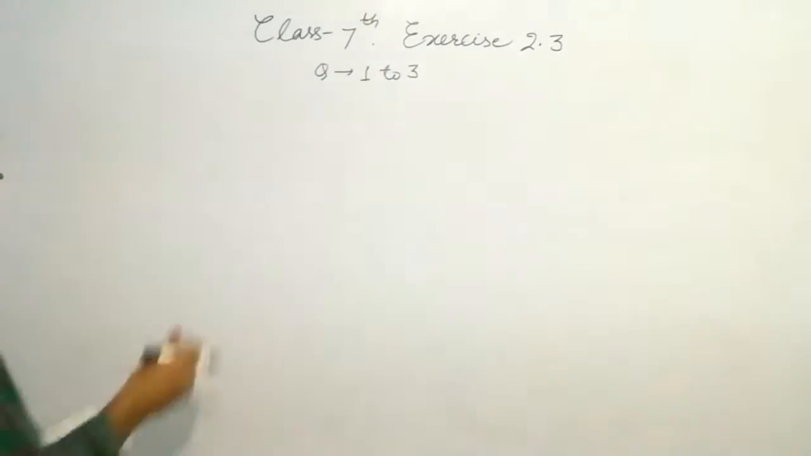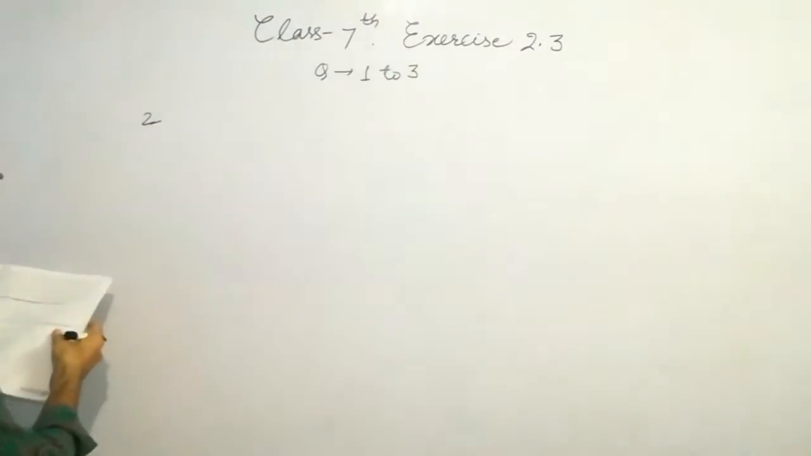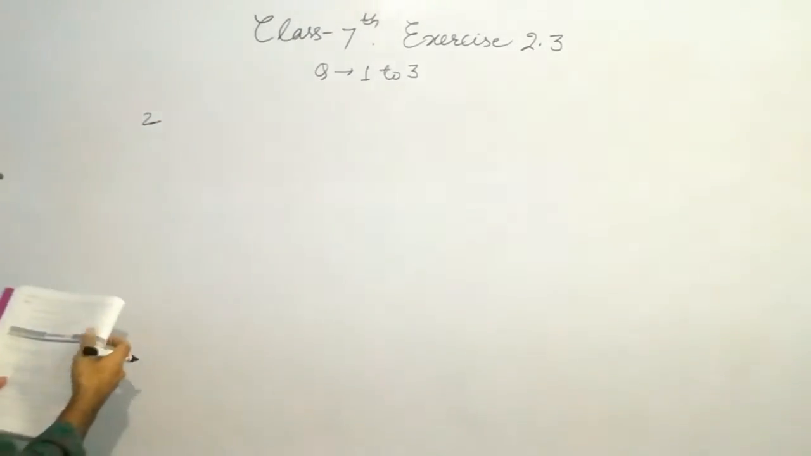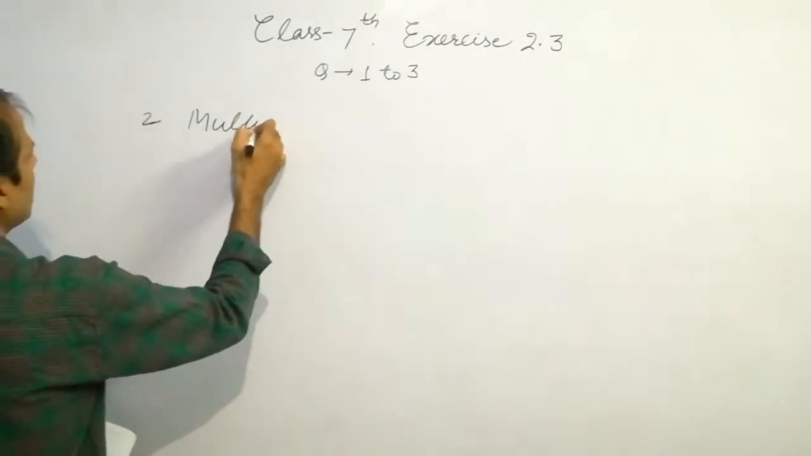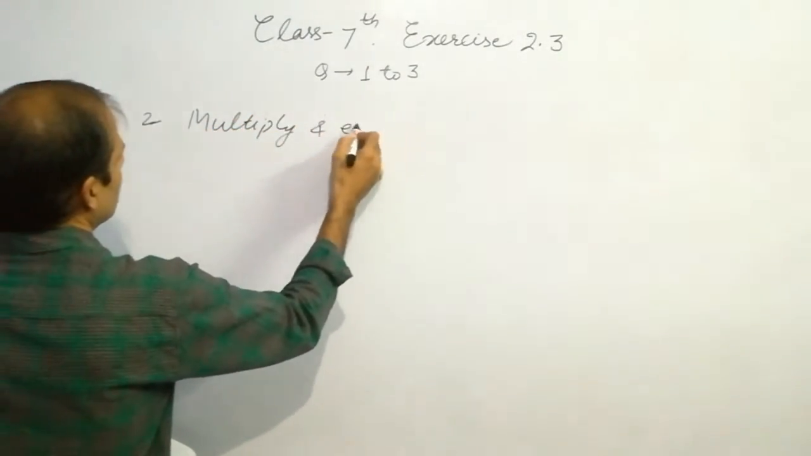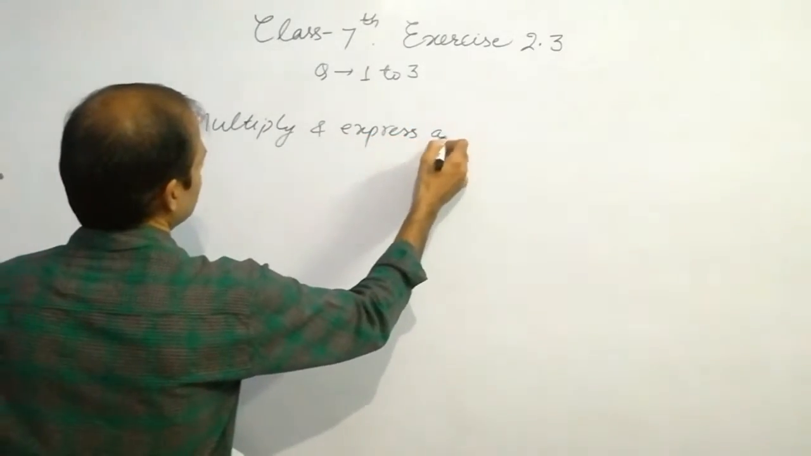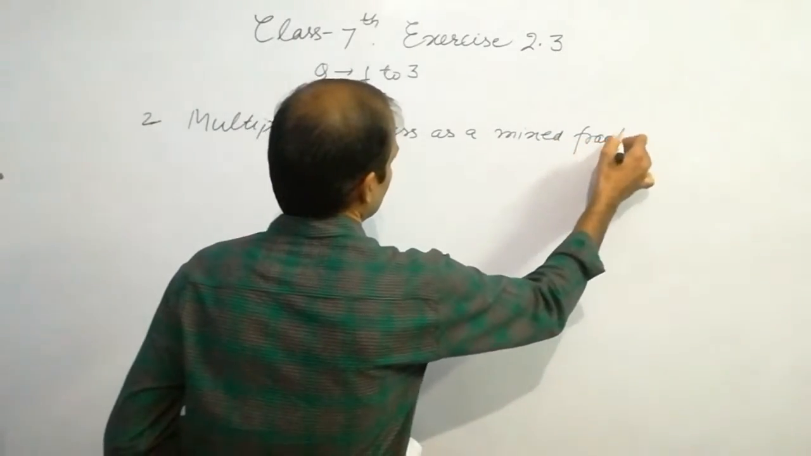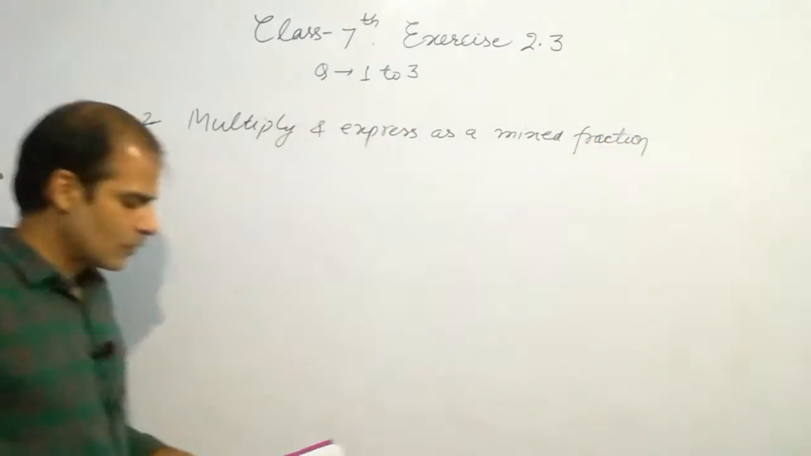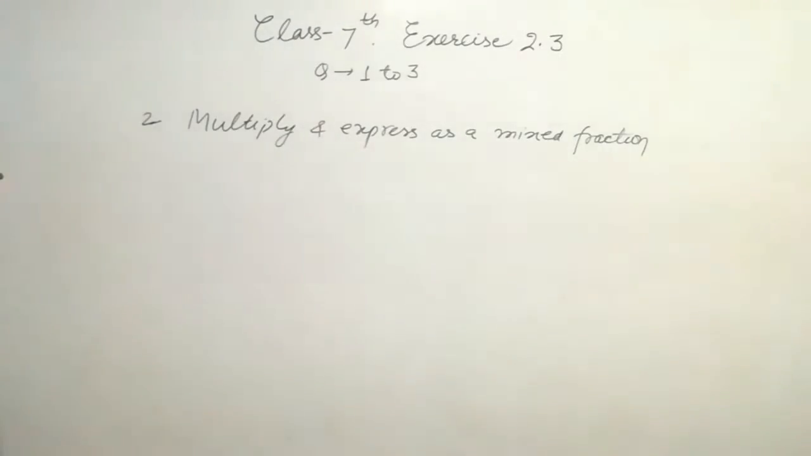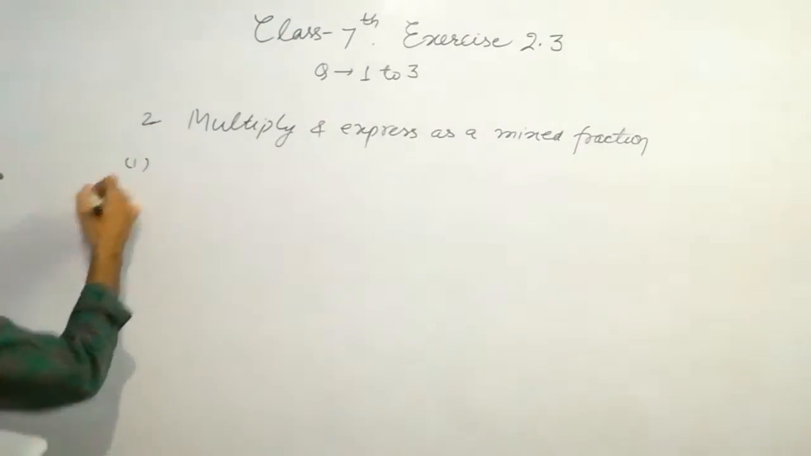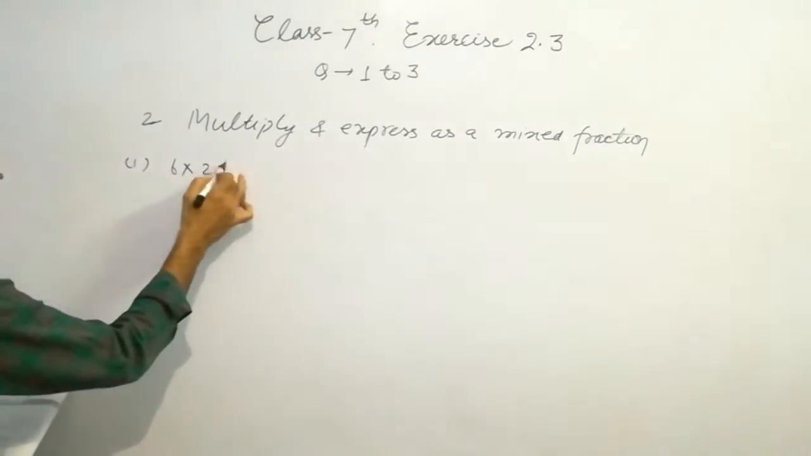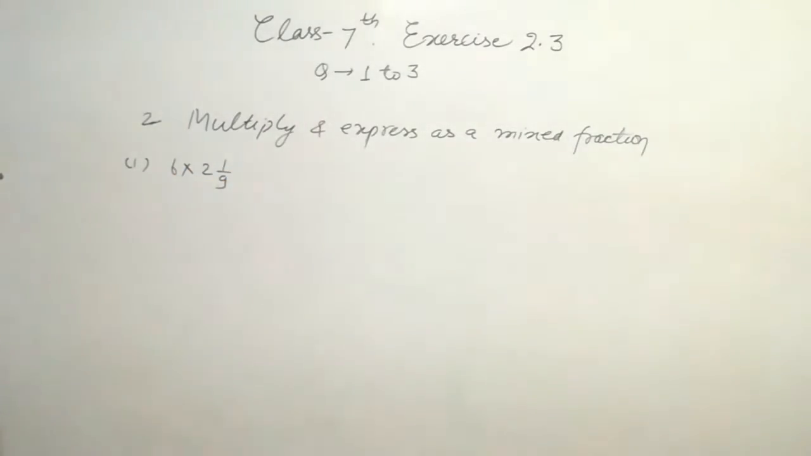Second question is multiply and express as a mixed fraction. So first question is 6 into 2 and 1 upon 9. Okay, reduce to lowest form.